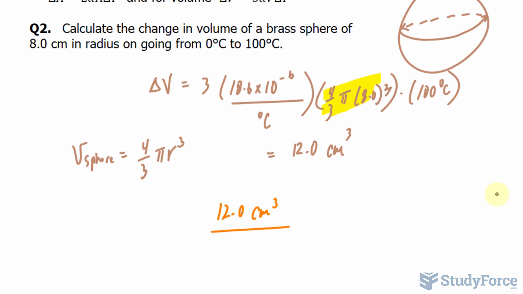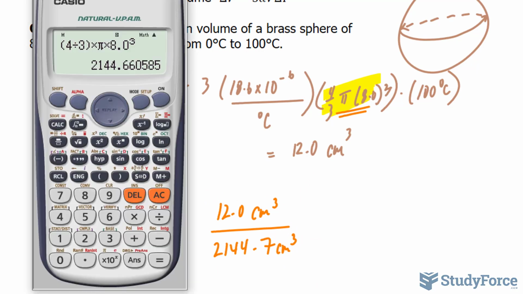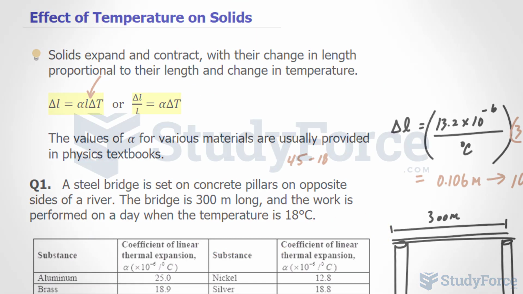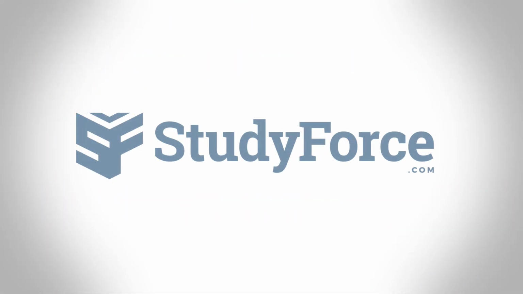to the original being whatever that was, and we found it to be 2144.7 centimeters cubed. If I were to divide this out, 12.0 divided by what I just found, and multiply that by 100, I would get a percentage difference of roughly 0.56%, expanding from 0 to 100 degrees Celsius. And there you have it. Now you know the effect of temperature on solids.